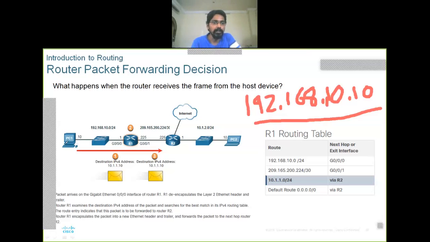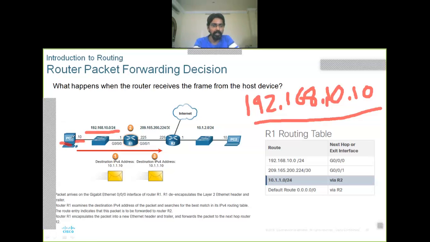Observe PC1. Dot 10 is mentioned over here. That means Cisco won't write the complete IP address, only the last host portion. Host means the address of the system. Above this, the network address is mentioned. In an IP address, we have a network portion and a host portion. The network portion represents the route, and the host portion represents the address of the system. So the address of the system is dot 10.